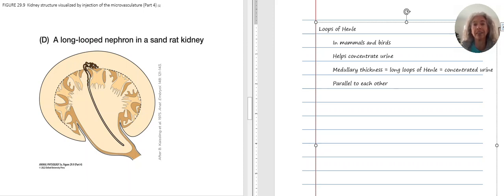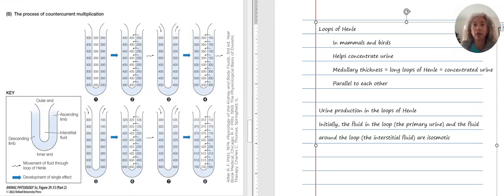Concentration occurs in these loops. The loops of Henle are oriented parallel to each other. Initially, the fluid in the loop, and you can see that up here. Again, this is the primary urine, or that ultrafiltration. This fluid is going to be isosmotic with the fluid around the loop, and this is called the interstitial fluid. These are going to be isosmotic with each other, the same osmotic pressure.